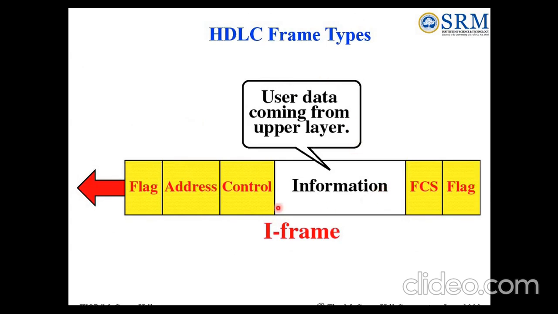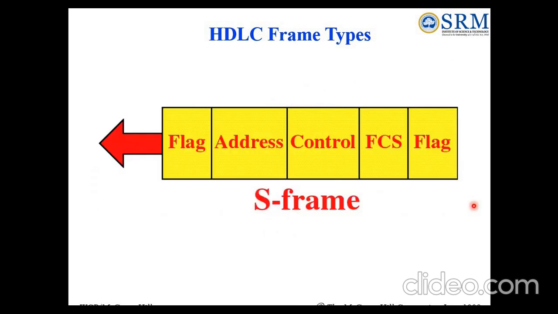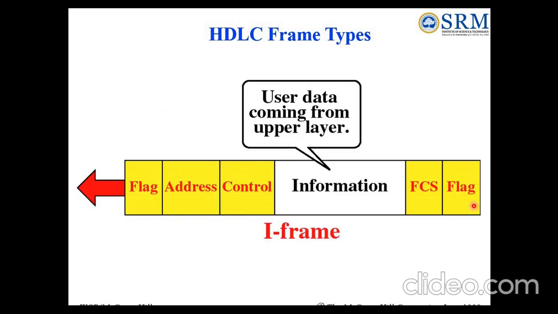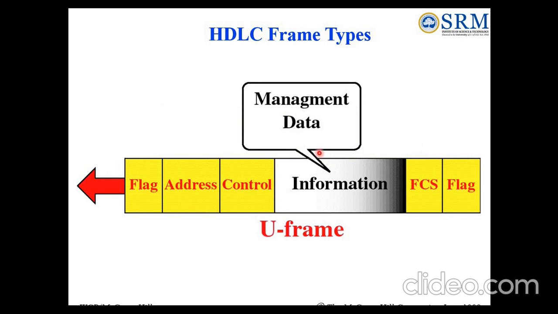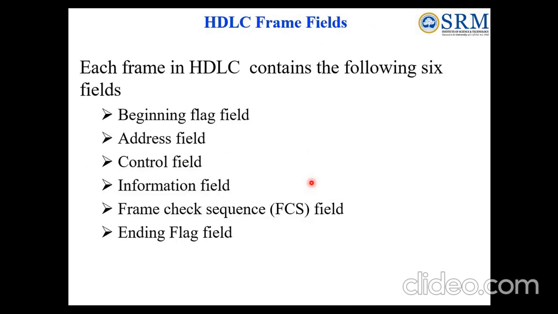For the I-frame, the frame format is like this. It has a flag, address, control and the information. The information can be either the user data or the control information. Then the FCS, frame check sequence, and flag. The difference between the I-frame and S-frame is that the S-frame does not have the information field, otherwise the frame format is the same. The U-frame has information in it. Management data related to the link is in the information field of the U-frame.